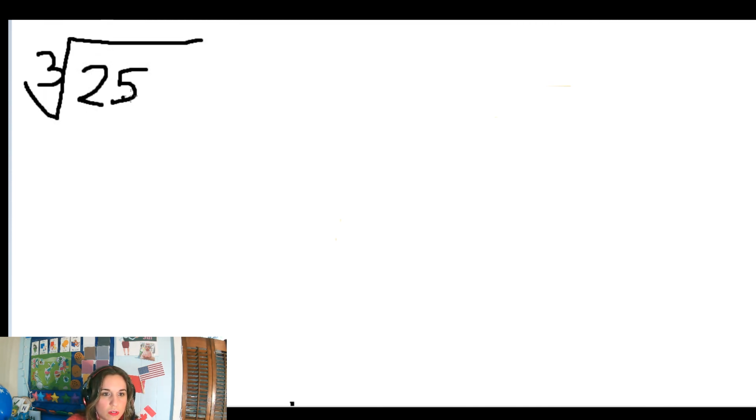So now let's look at one more. How about we look at a big one. Let's simplify the cube root of 250. All right, so remember the first thing I always say to myself is, what's the index? Oh yeah, the index is 3.